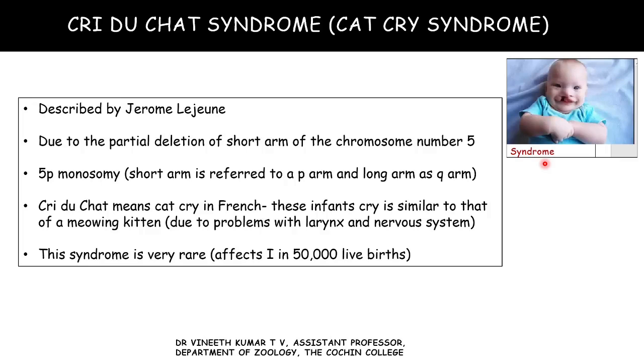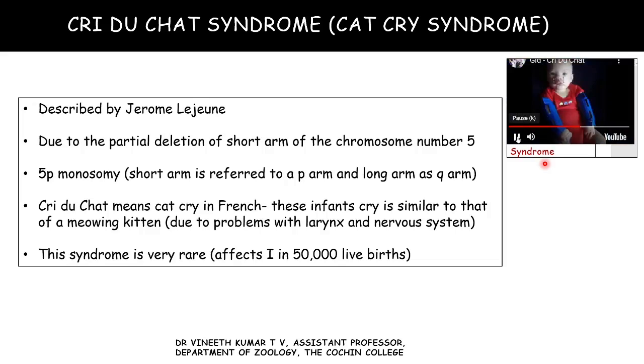That sounds like a mewing cat. This mewing sound will be present till the age of 2. After that, it will come to normal. So in the early stages, for identification of Cri du Chat syndrome, the facial features are there, but you can also identify it by the cry of the infant, which is similar to the mewing of a cat.